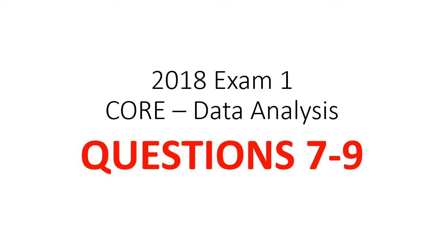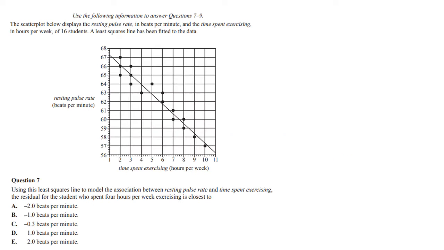2018 Exam 1 Core Data Analysis, questions 7 to 9. Okay, we've got some lovely data shown here that's going to be used for the next 3 questions. So it says, using the least squares line to model the association between resting pulse and time spent exercising, the residual for the student who spent 4 hours per week exercising is closest to.